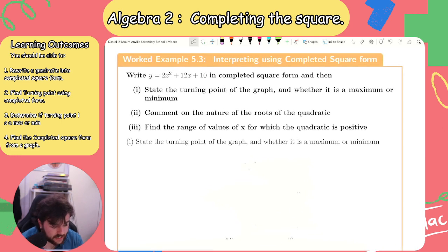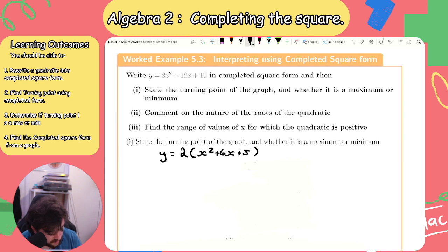Write 2x squared plus 12x plus 10 in the completed square form, and then state the turning point of the graph and whether it's a minimum or maximum, comment on the nature of the roots, and find the range of values for which the quadratic is positive. So, step 1, let's get it in completed square form. Step 1, factorize out the coefficient of x squared. So factoring out a 2, I'm left with x squared plus 6x plus 5.